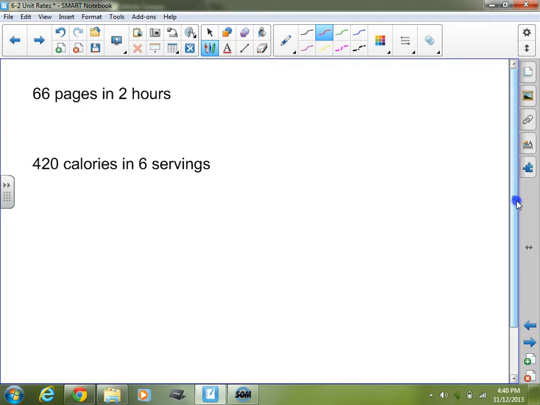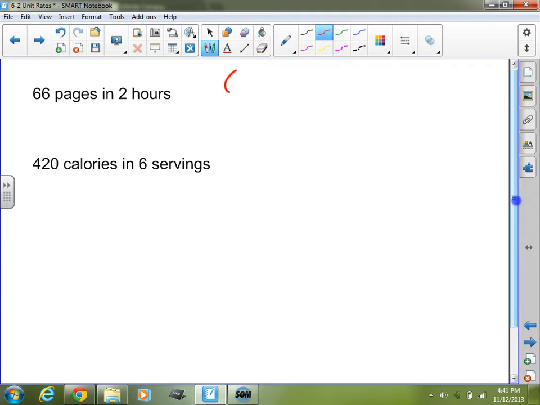Using the idea of unit rate, we can use it for lots of different things. So the first question, and this is in your book under the first example: 66 pages in 2 hours. What is the unit rate for 1 hour?